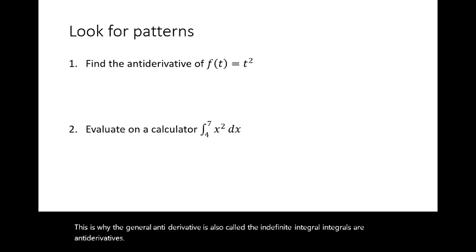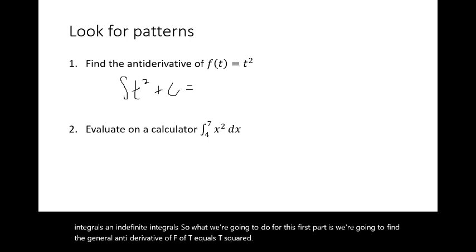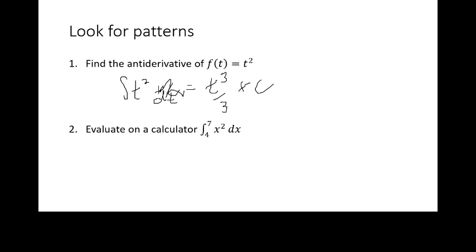The second part of the fundamental theorem is going to establish the tie between definite integrals and indefinite integrals. So for this first part, we are going to find the general antiderivative of f of t equals t squared. The general antiderivative is also known as the indefinite integral. So I'm going to take the indefinite integral of t squared dt. The integral of t squared will be t cubed over 3 plus c. Got a little carried away there with my plus c's.